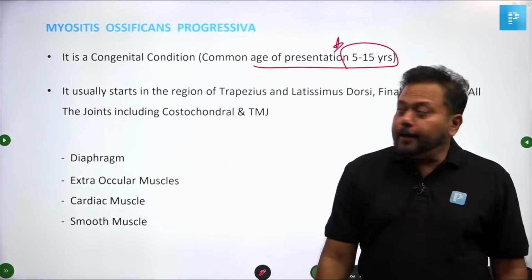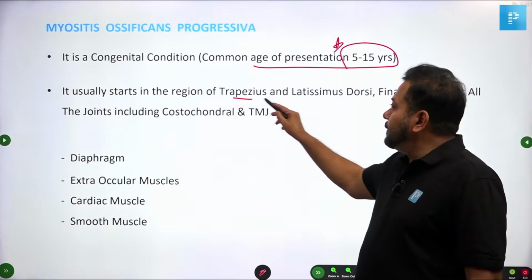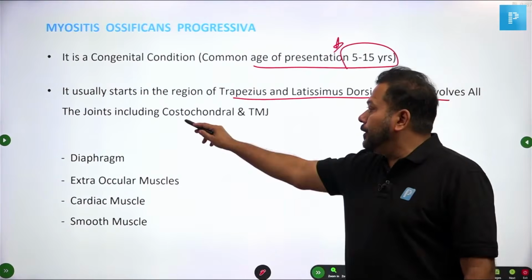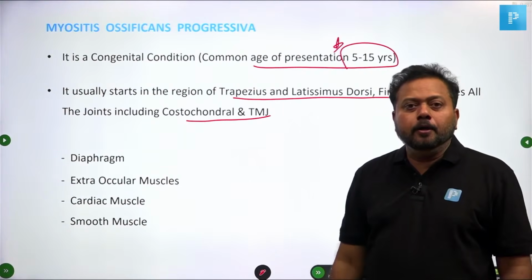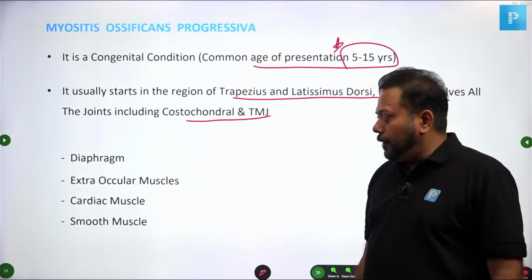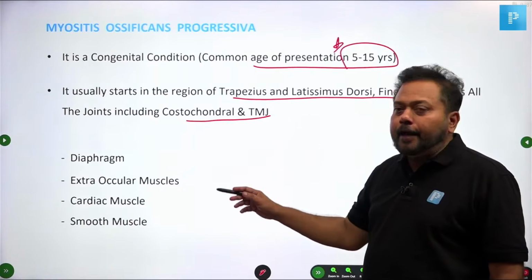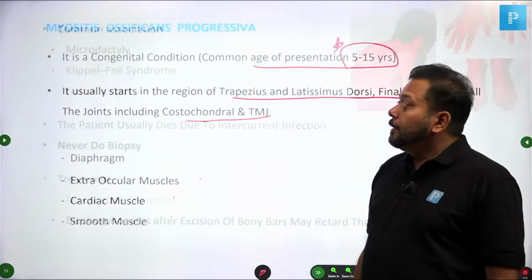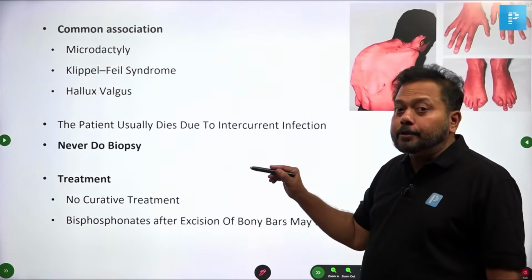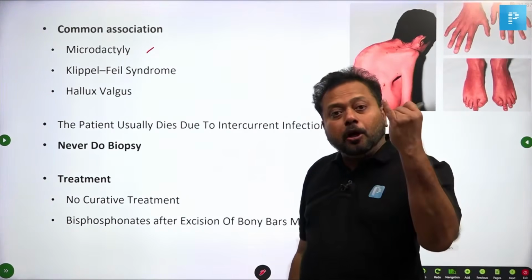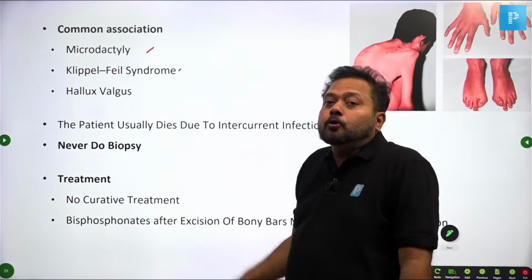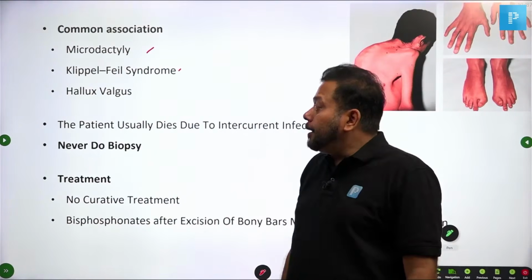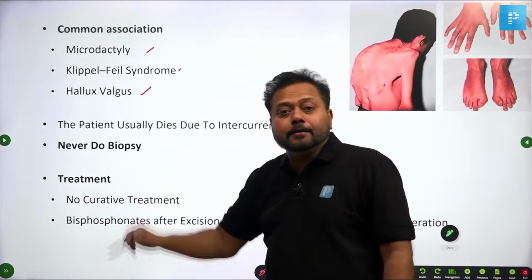It usually starts in the region of the trapezius and latissimus dorsi. Finally, it will involve all the joints including costochondral and temporomandibular joints. It can involve the diaphragm, extraocular muscles, cardiac muscle, smooth muscle. The common association is microdactyly, short fingers, Klippel-Feil syndrome, short neck, congenital fusion of all the cervical vertebrae is called Klippel-Feil syndrome, and hallux valgus. This is very important.